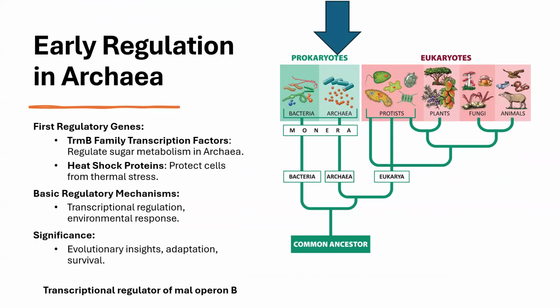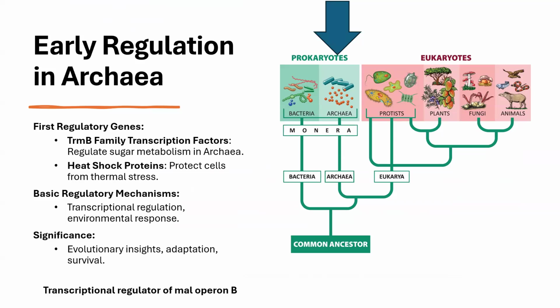From an evolutionary standpoint, the early regulation is seen earliest in archaea. So the first regulatory genes that we see here, that come from the last common ancestor of all the tree of life, include the TRMB family transcription factors. They regulate sugar metabolism in archaea.